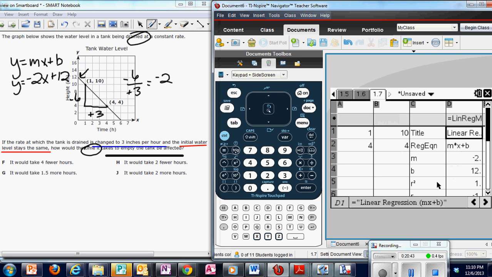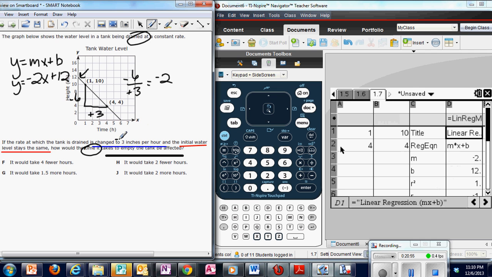Now we want to change that equation to have a slope of a negative 3 because we're losing water, so the slopes are negative. But they said change it to 3 inches per hour. So they didn't say make a negative, but the fact that we're draining means you're supposed to know it's a negative. So now the new equation is y equals negative 3x plus 12.